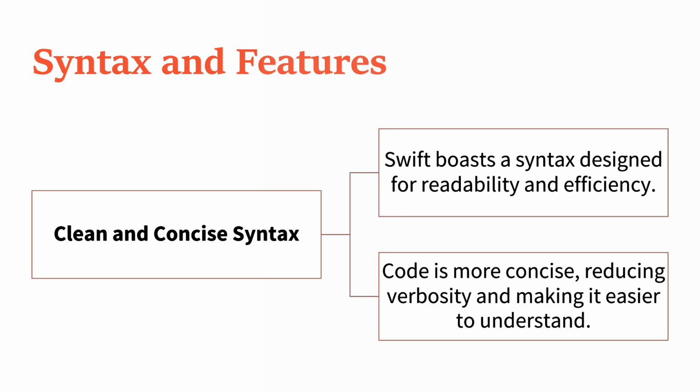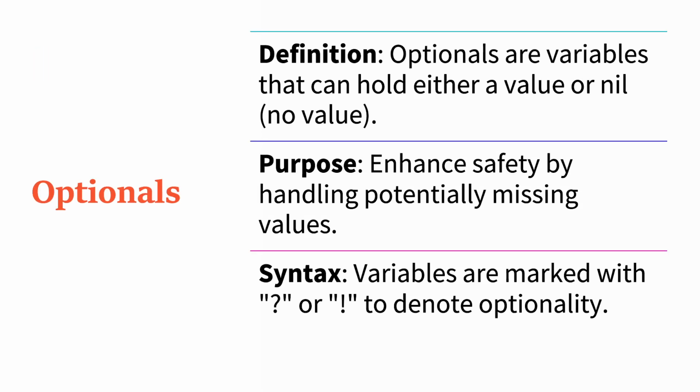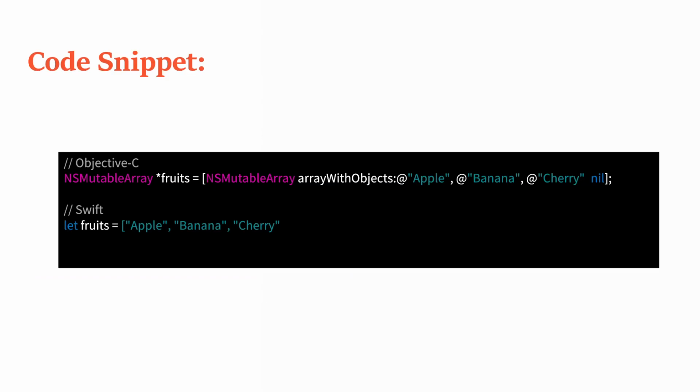Syntax and features. Clean and concise syntax. Swift has clean and concise syntax. Swift boosts syntax design for readability and efficiency. Code is more concise, reducing verbosity and making it easier to understand. Optionals: optionals are variables that can hold either a value or nil, that means no value. Purpose is to enhance safety by handling potential missing values. Syntax: variables are marked with a question mark or exclamation mark to denote optionality. This is a code snippet of using optionals.